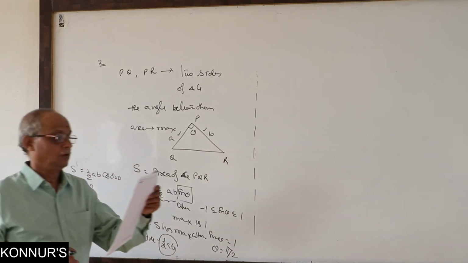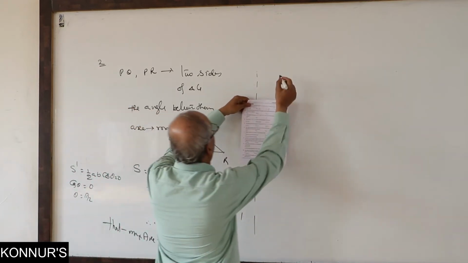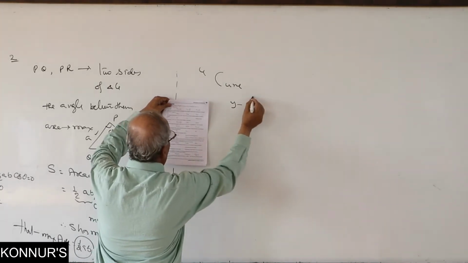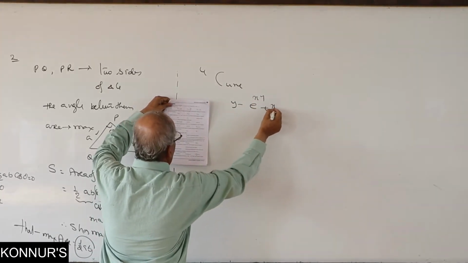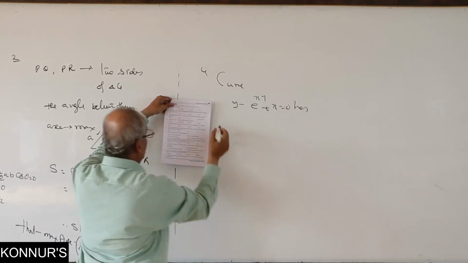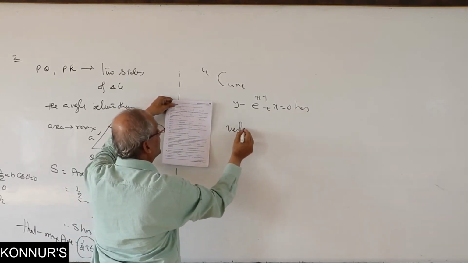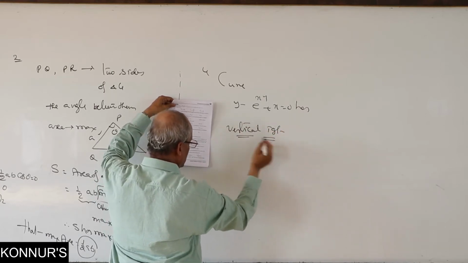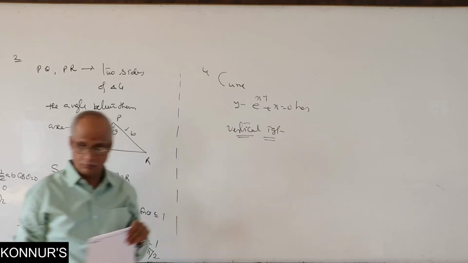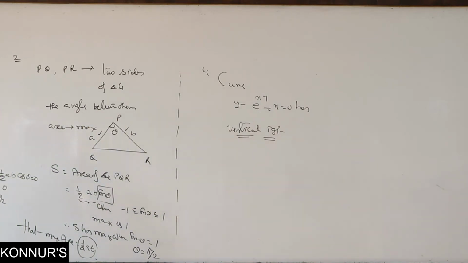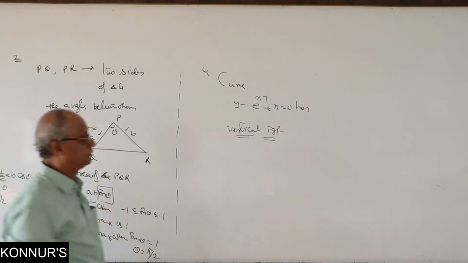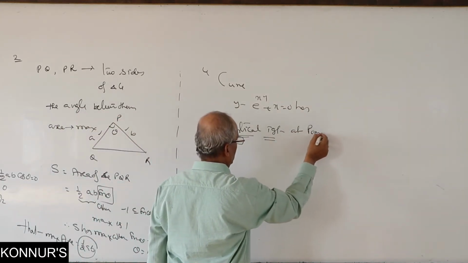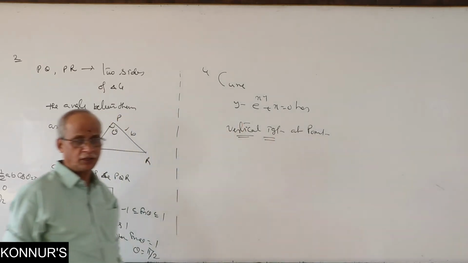Now, fourth problem: the curve y minus e power xy has a vertical tangent. Danger. Extra. When you see new words present, it means danger. Okay. At the point, he is asking, the curve has a tangent, but the tangent is vertical.